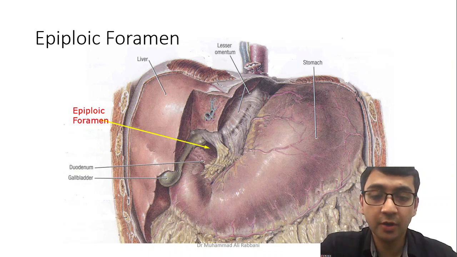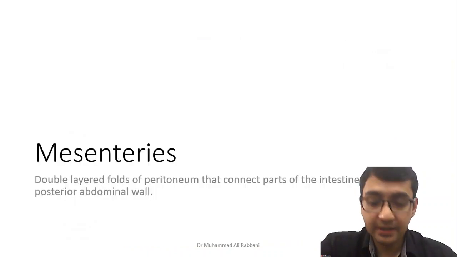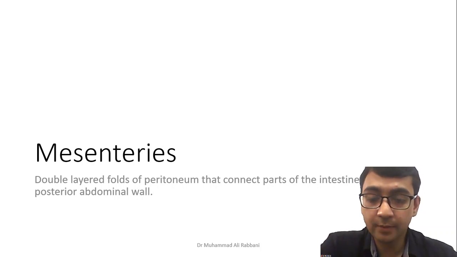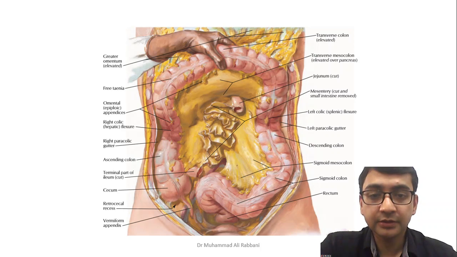So these are the epiploic foramen, we have already discussed it. Mesenteries, these are the double-edged fold of the peritoneum that connects the part of the intestine to the posterior abdominal wall. There are three basic mesenteries.